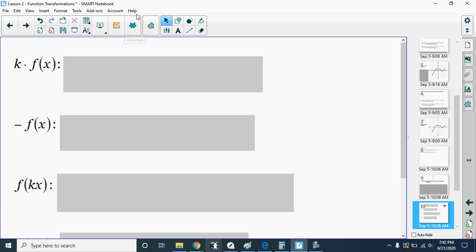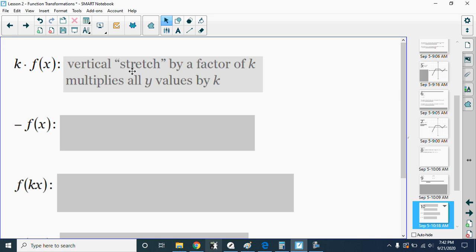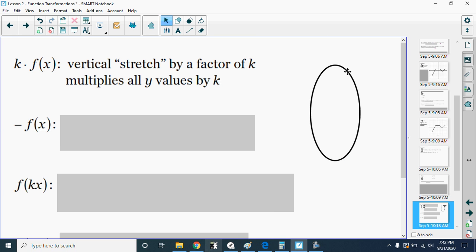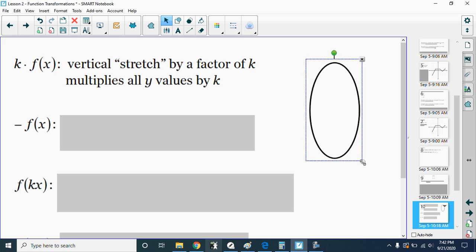All right. The other types of transformations that could happen is instead of adding or subtracting, we could be multiplying. So if I have a constant times f of x, if I take a constant and multiply by f of x, that's going to take the graph and stretch it vertically. So if that's my graph, it's going to take it and stretch it. Don't worry about that. It's going to stretch it vertically.